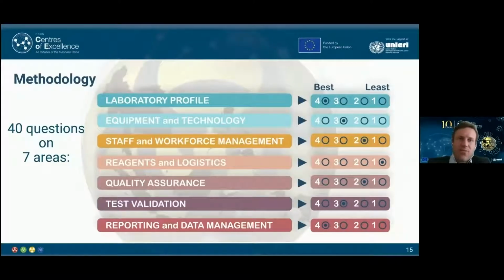So we have 40 questions on 7 different areas, and the 7 areas are the laboratory profile. So this means the infrastructure and the budget of the laboratory. And there are multiple questions for this section, and these can be scored from 1 to 4. And my colleague Vennis will show you all the details about these questions and how this works. We also have an area on equipment and technology, on staff and workforce management, on reagents and logistics, on quality assurance, test validation, and reporting and data management.